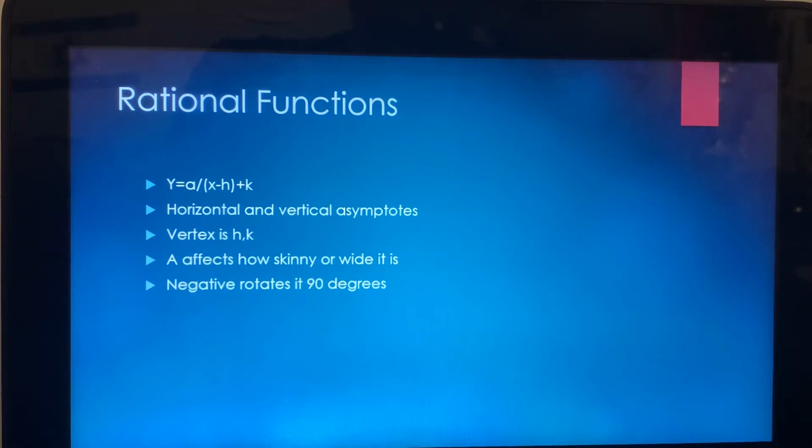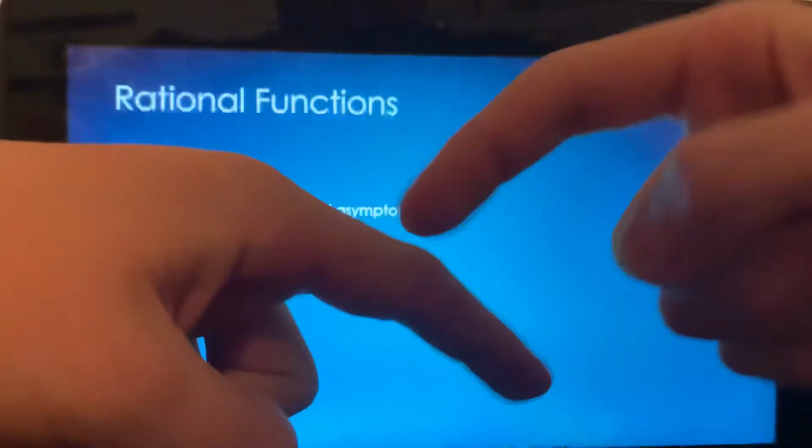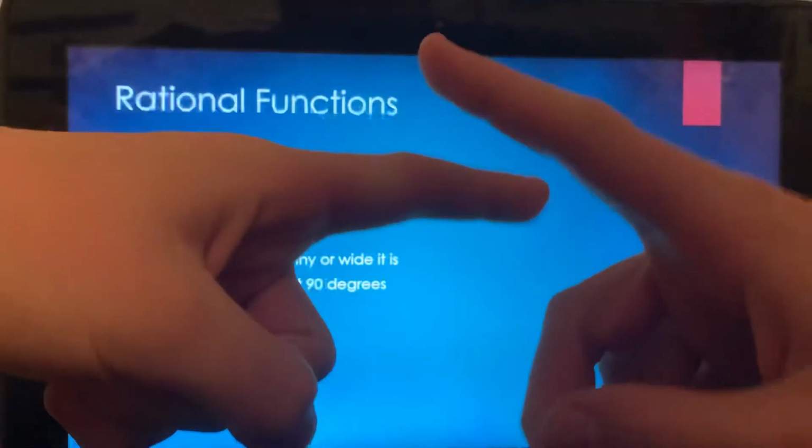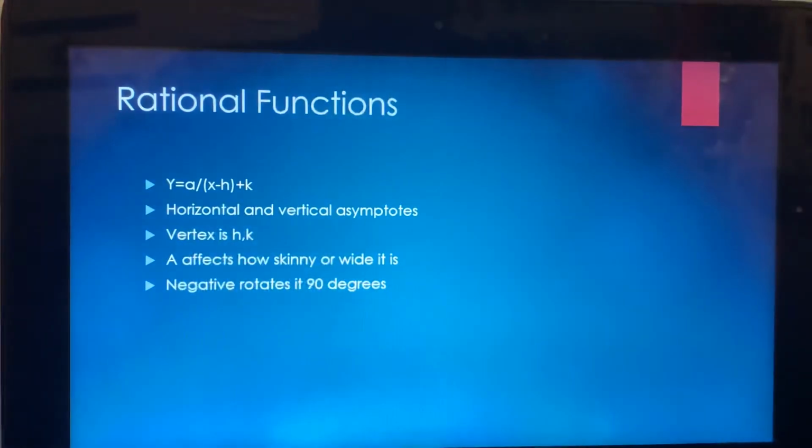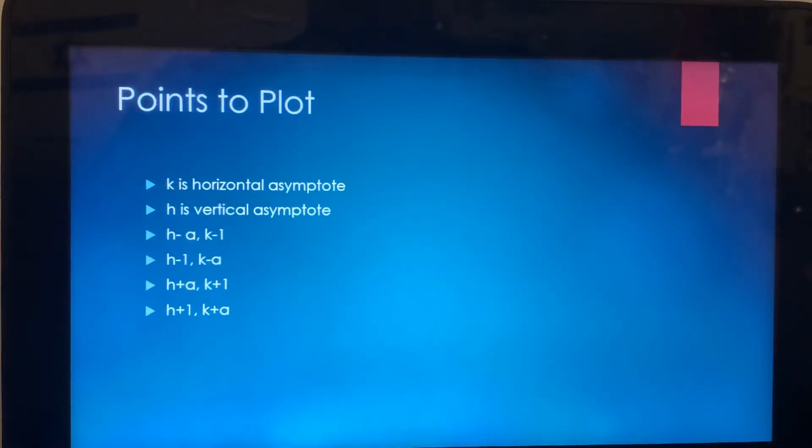And when it's negative, it rotates 90 degrees. I'll show you guys this later, but it goes like this. Wait, let's see. If I had it like this, it would go like that. Okay. So yeah, let's look at points to plot. If you have an equation or a graph, this is what you guys are going to be looking for.